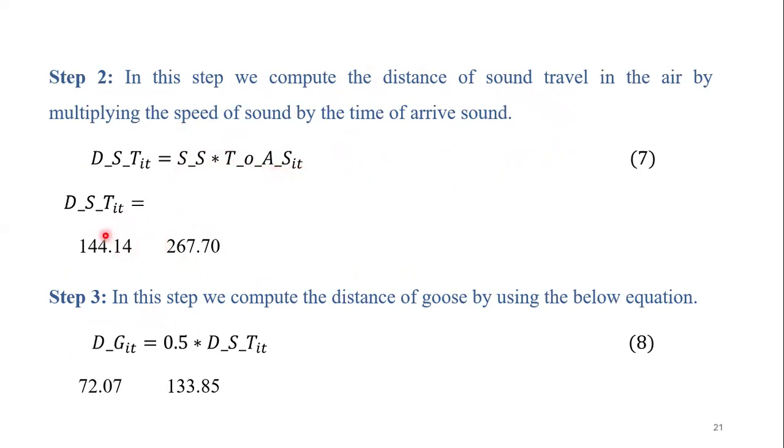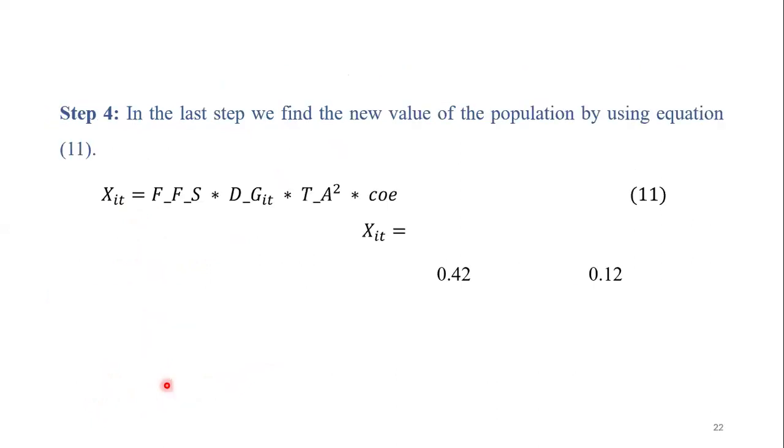Then we got the value, and then we have to find the position, or the distance, of goose 3 from the main leader multiplied by half, because we need half the distance, and we found it as the distance for the third group.